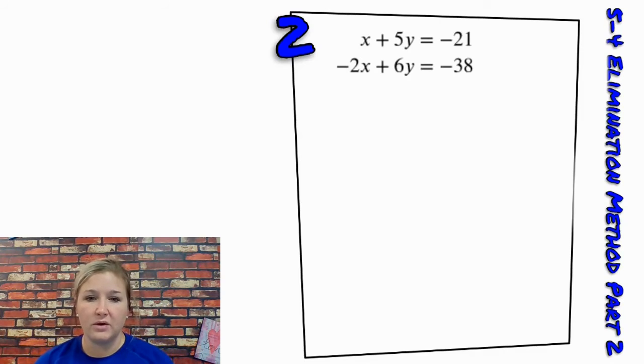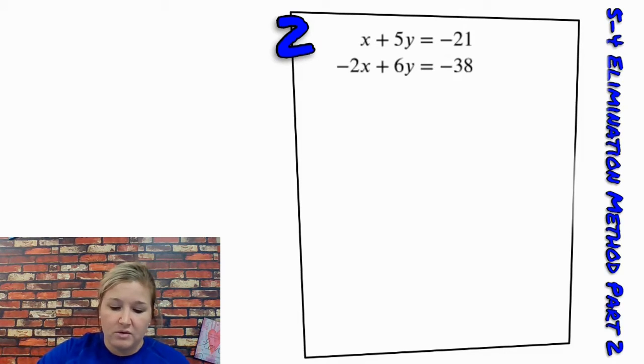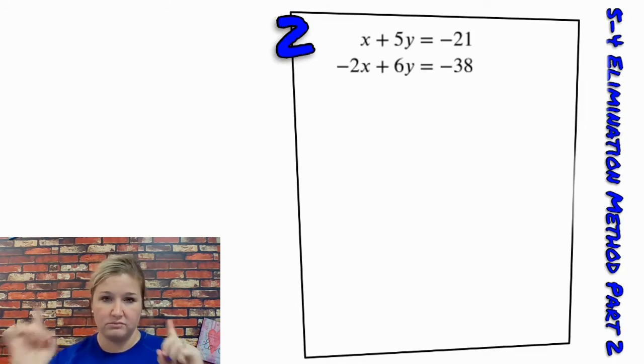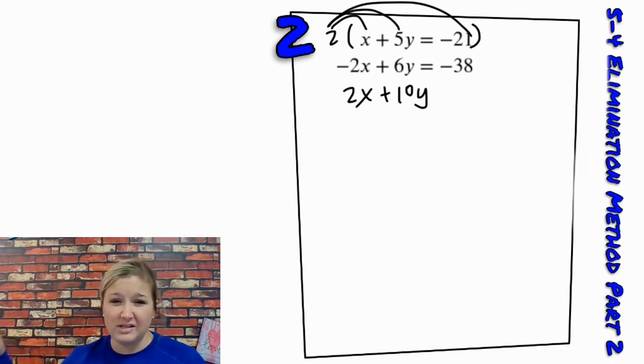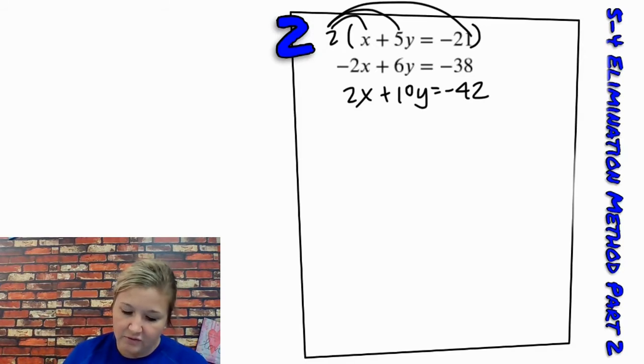All right, so here we're going to have x plus 5y is equal to negative 21, and negative 2x plus 6y is equal to negative 38. So you'll notice that I have opposite signs in front of my x's. I have a positive x and a negative 2x. What I can do is make them the same coefficient, because they don't have the same coefficient right now. Remember that I have a coefficient of 1 in that top equation. So I'm going to multiply everything here by 2. So that makes 2x plus 10y, and even across the equal sign, is equal to negative 42.